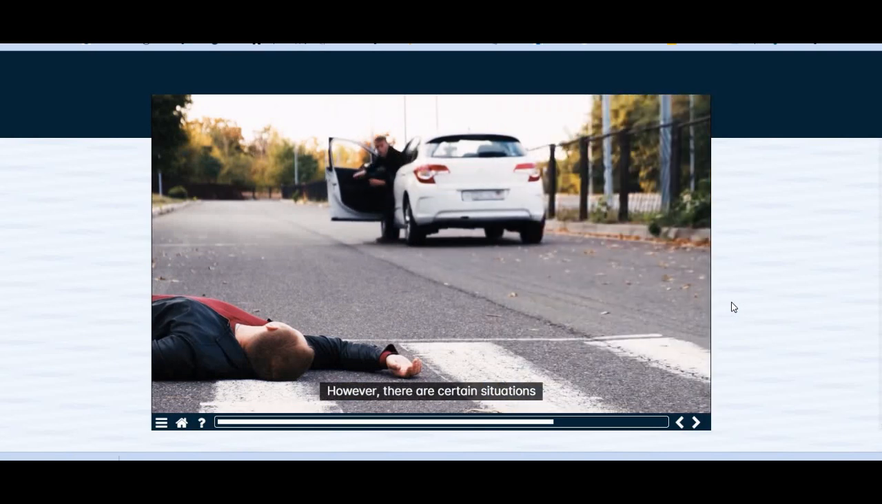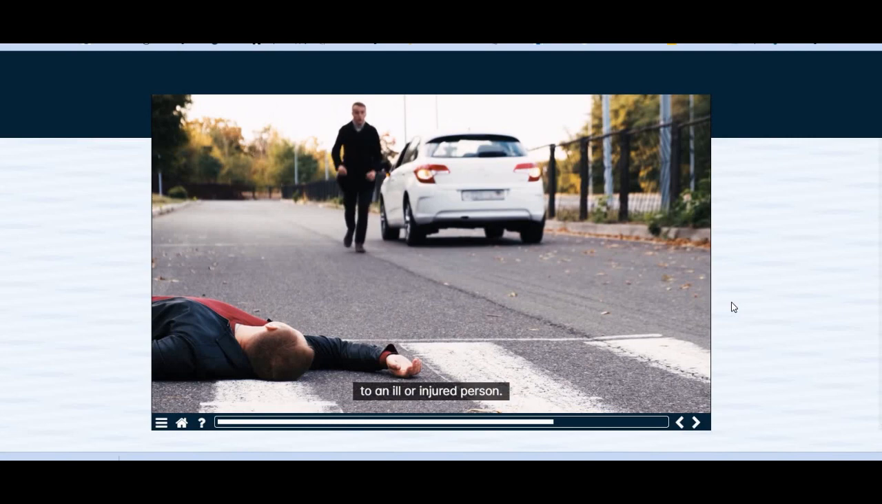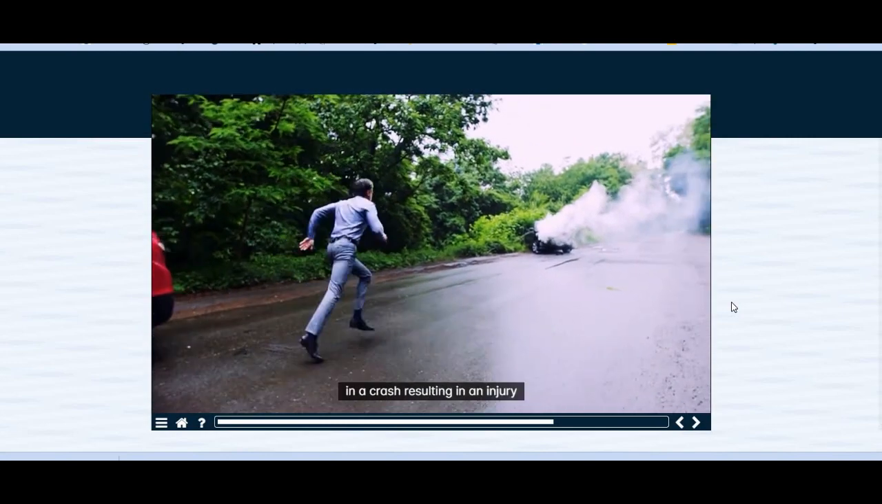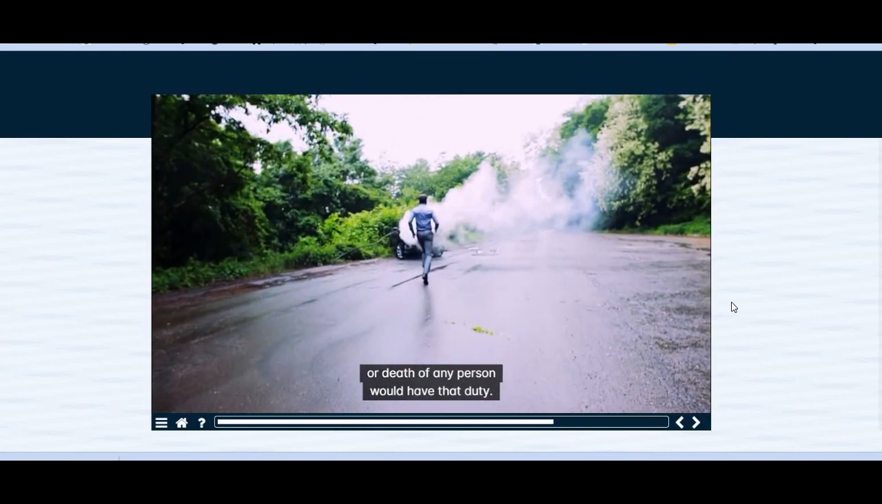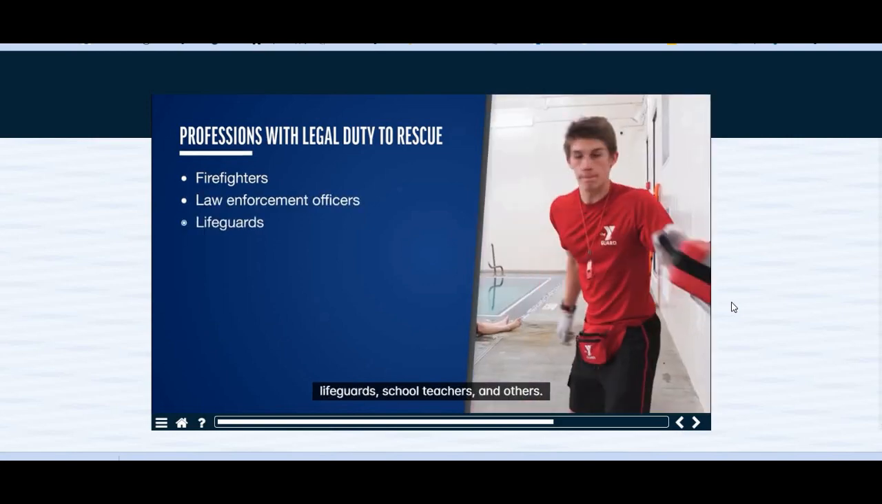However, there are certain situations where a person may have legal duty to provide aid to an ill or injured person. For example, the driver of a vehicle involved in a crash resulting in an injury or death of any person would have that duty. Some people, by the nature of their occupation, have legal duty to provide first aid. This includes firefighters, law enforcement officers, lifeguards, school teachers, and others.